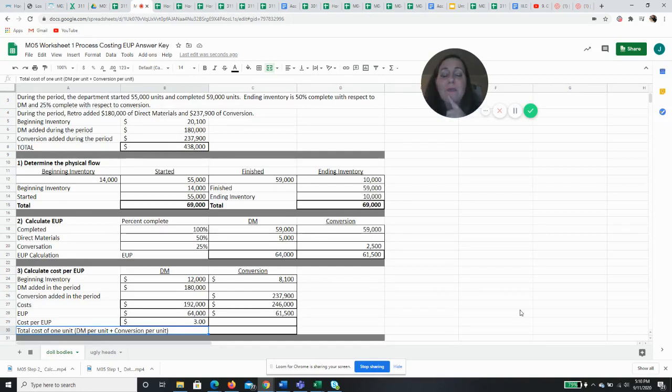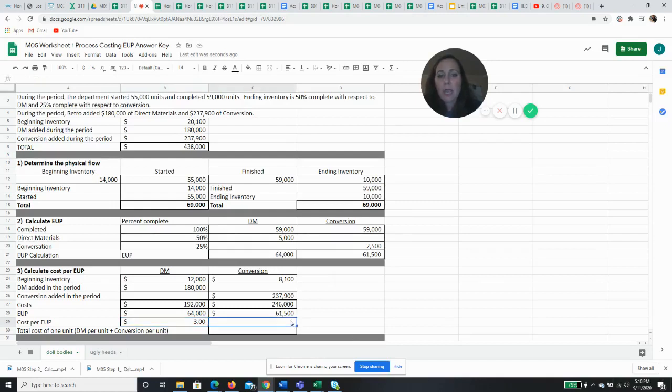So even though I didn't finish this 10,000 in ending inventory, because I've converted it to what I could have finished, then I'm able to calculate how much it costs in this department in direct materials to finish one unit, and it's $3.